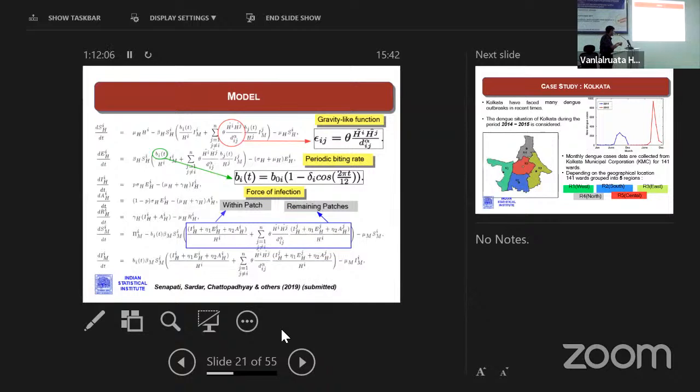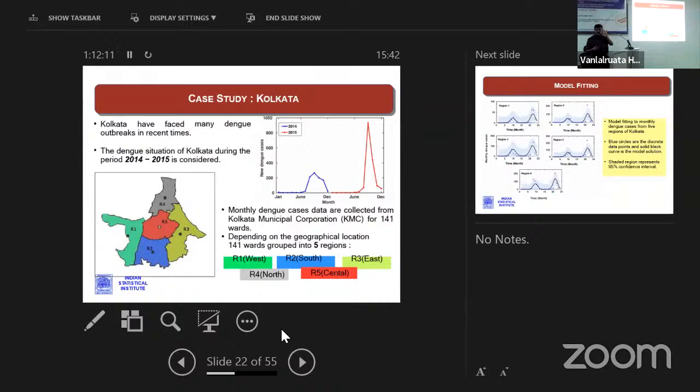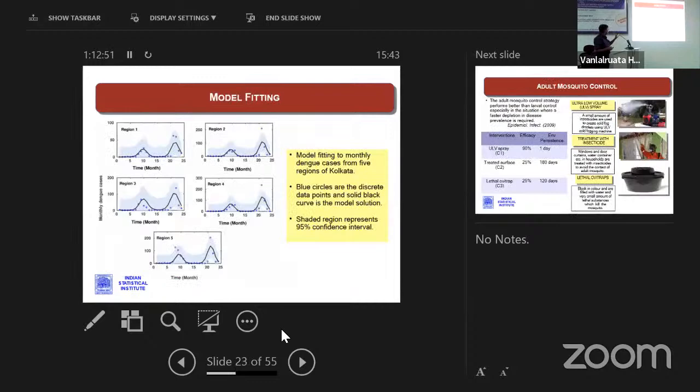As I mentioned, now I have 141 wards. So I divided those 141 wards into 5 regions. This is my center, this is my east, this is my north, this is my west, and this is my south. So I have R1, R2, R3, R4. Depending on the geographical location, those 141 wards are grouped into 5 regions. This is the data set with the model. This is my model, and this is the data set.